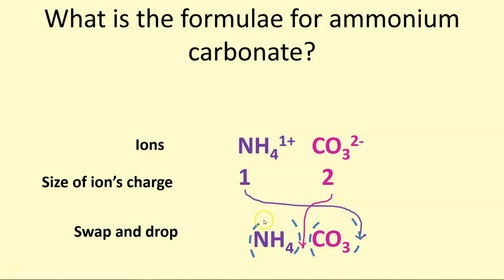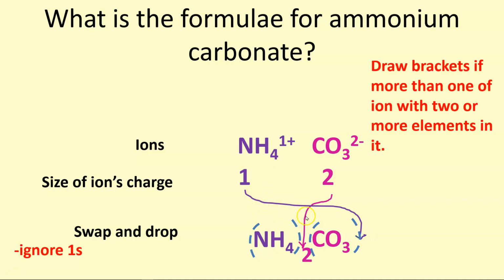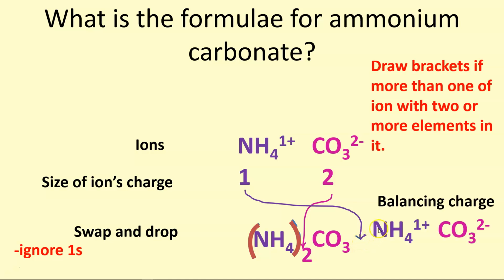And you can see here the potential chance for having brackets could go here and here. We can see we will need brackets for the ammonium ion because we have got 2 of these ions which consist of more than 2 elements. Whereas the carbonate ion, there's only 1 of those, so it doesn't need brackets. Again, just balancing charge, we can see we have 2 ammonium ions for every carbonate ion.